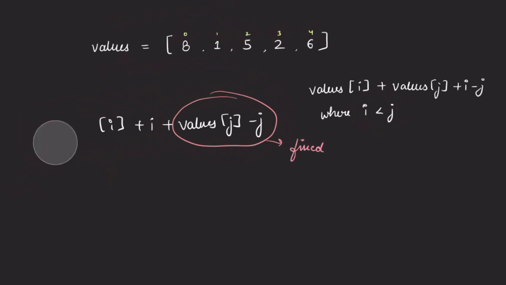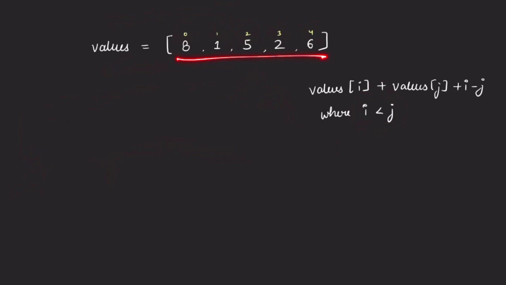So if I remove this, this is our array. As you know, j will always start from 1, because if I start from 0, I don't have any i to consider. So now, for every j, I want to know the maximum value of values of i plus i towards the left of it. Let me just move this a little left.